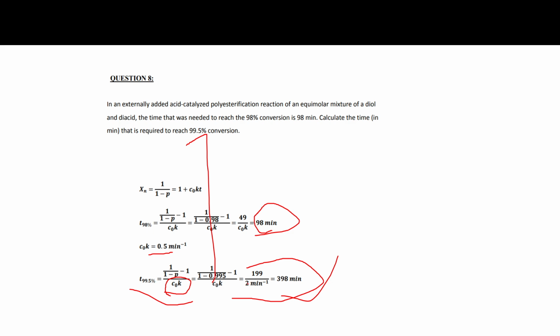398 minutes. Sorry, it will be 0.5 here, so the C0 into K value is 0.5. So if you divide 199 by 0.5, it becomes 398. We are talking about condensation polymerization, so to convert 98% to 99.5%, we need that much time. Only 1% more conversion needs up to 300 minutes.